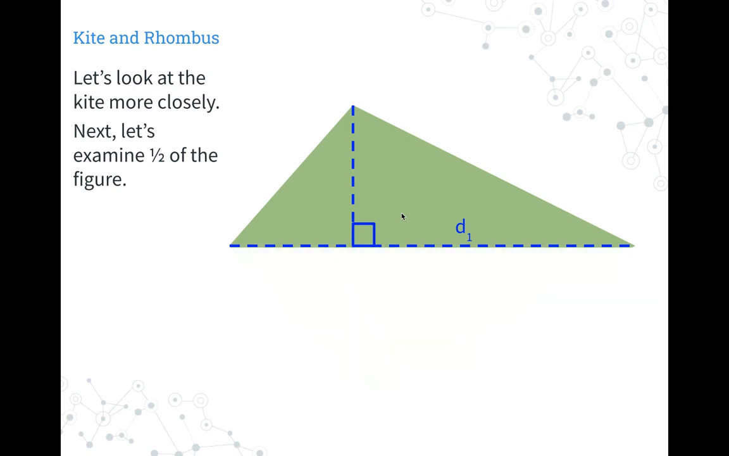So let's get rid of the bottom half. And then how long is this dimension? Instead of D2, because D2 went all the way across, this dimension is now 1/2 of D2. So D1 is this entire side down here, and this dimension is half of D2. Well, what shape is this? Obviously this is a triangle. It's a triangle where the base is D1, and the perpendicular height of this triangle is 1/2 D2.